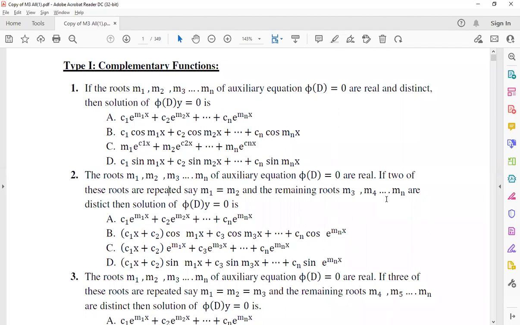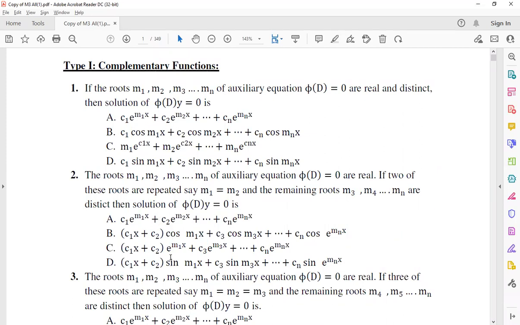C1 plus C2x. Either you can write C1 plus C2x or C1x plus C2. That x you can give to either of the constants. So what will be the solution? Option C, right. All of these three have C1x plus C2. All are real, so cos and sine are not there. Cos and sine come in case of imaginary. So this is not correct.